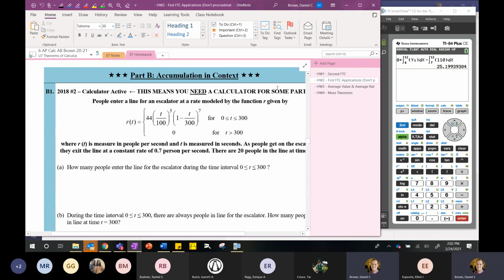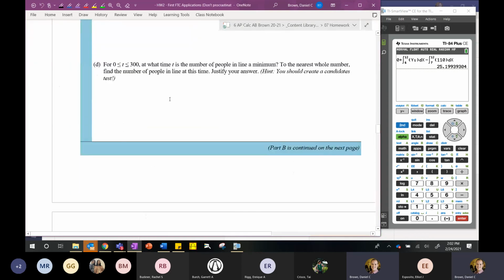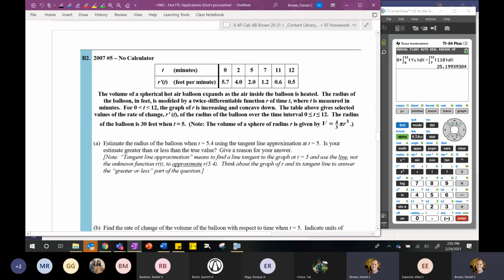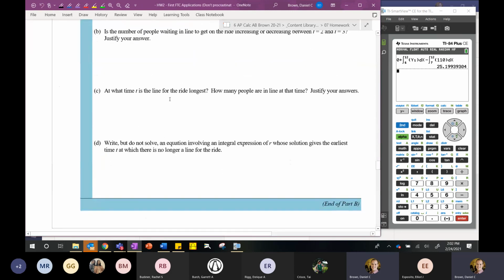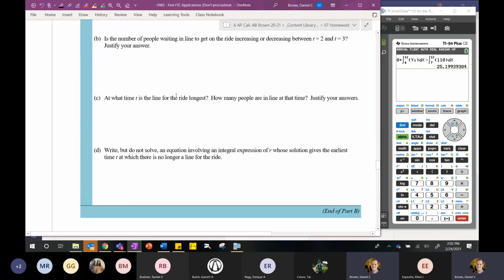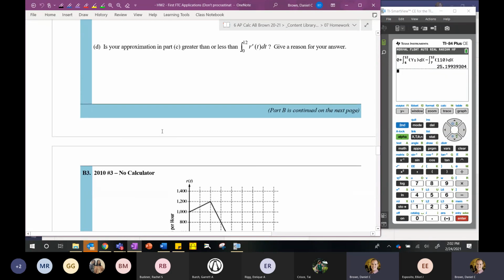In homework 2, part B1D, you have to create a candidates test, and that one is just like the one we just did, but there are 2 points of intersection you have to find. The other candidates test is in B3, and it is part C. When is the ride the longest? That one will be a little easier because you can use the graph to find the definite integral. So that's what I wanted to do today.